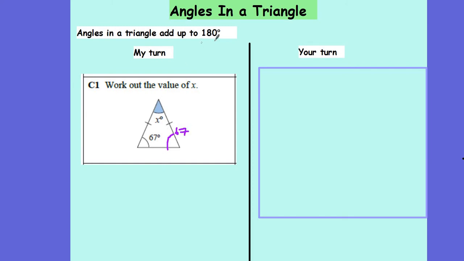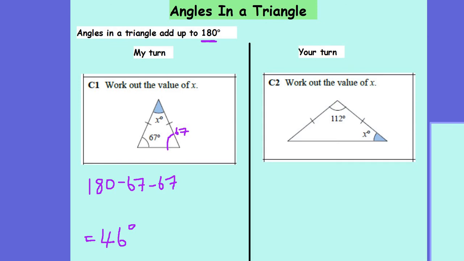I also know that angles in a triangle add up to 180. So I can find x by doing 180, take away 67, take away another 67, and whatever's left will be my value of x. Now you can do this by a column, you can do it in your head, whichever way works for you. X is going to be equal to 46 degrees. Over to you guys, here's one for you to work out.